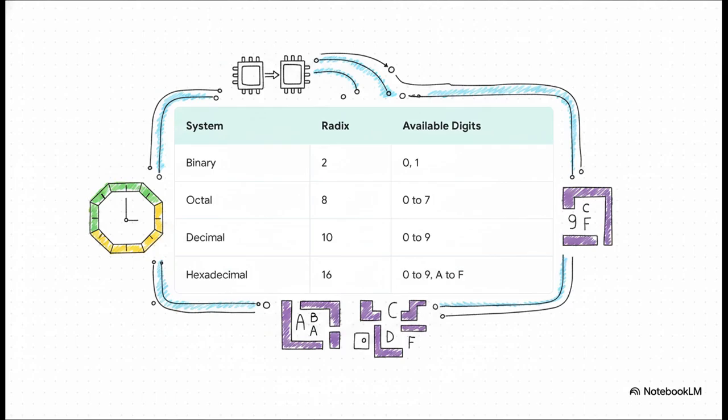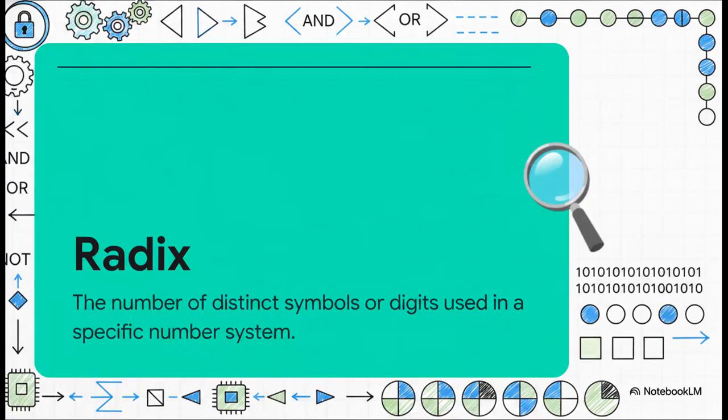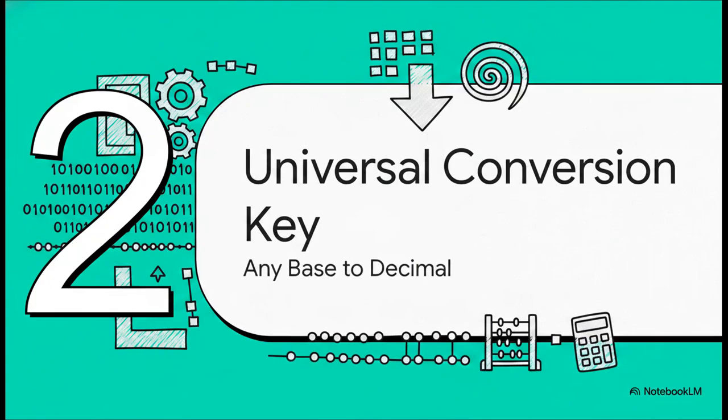Pretty clever, right? Let's lock in a crucial piece of vocab right now. You're going to hear the term radix thrown around a lot, which is really just a fancy word for base. The radix is simply defined as the number of distinct symbols or digits used in a specific number system. Think of it as the absolute ceiling of that system. The range of values for any given digit is always from 0 up to the radix minus 1. That is exactly why base 8 octal maxes out at the digit 7, and why our base 10 decimal system stops at 9.